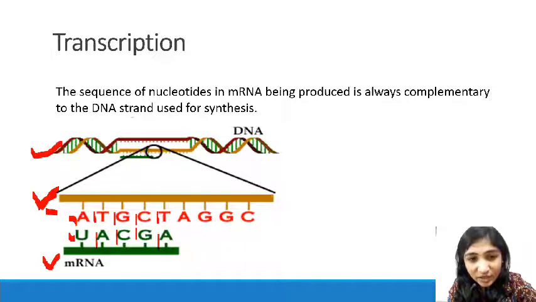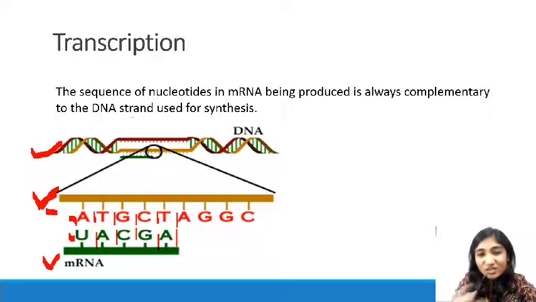A means adenine. If there is adenine on DNA, there will be uracil on RNA. So this is nothing but a complementary sequence. The sequence will be complementary to the DNA strand used for the synthesis. The genetic information transferred by mRNA, messenger RNA, is complementary to the sequence of nucleotides on DNA. Getting it?